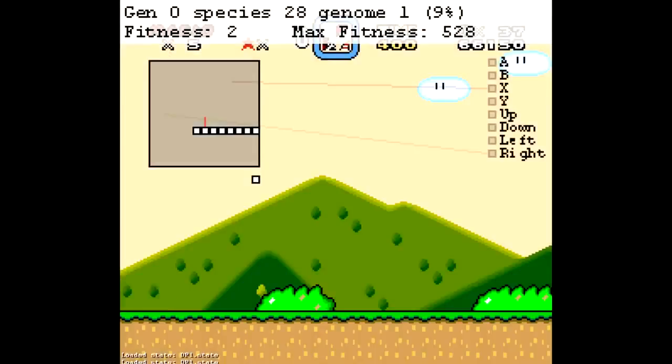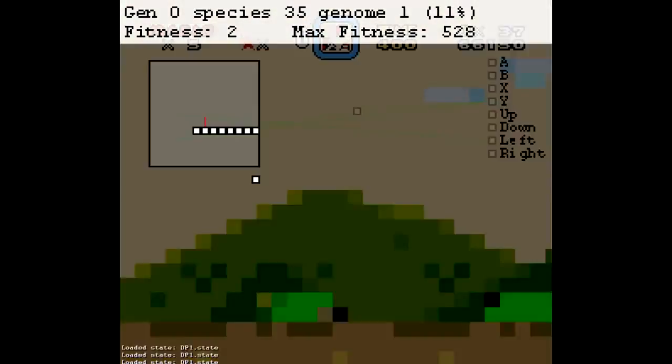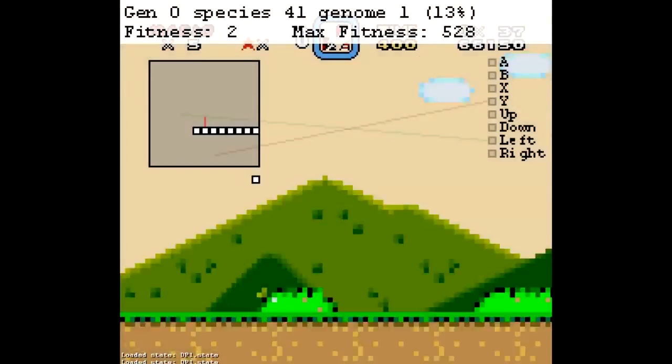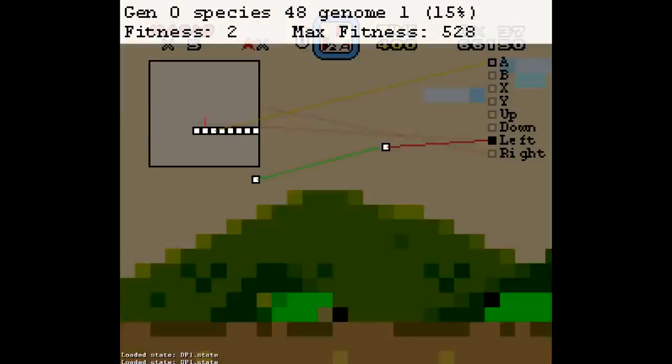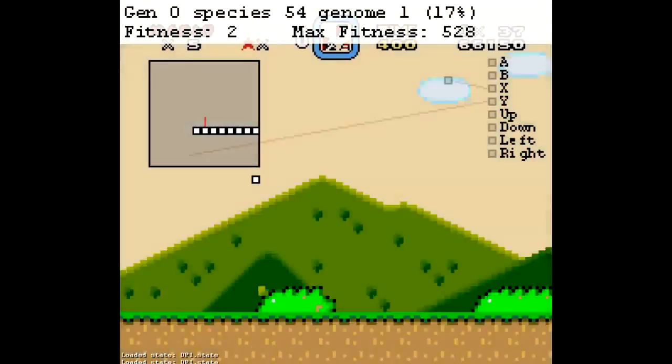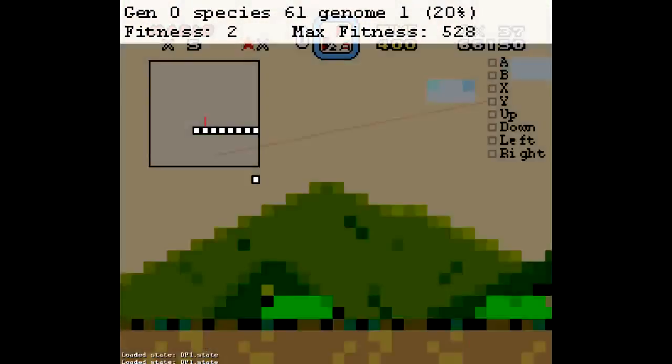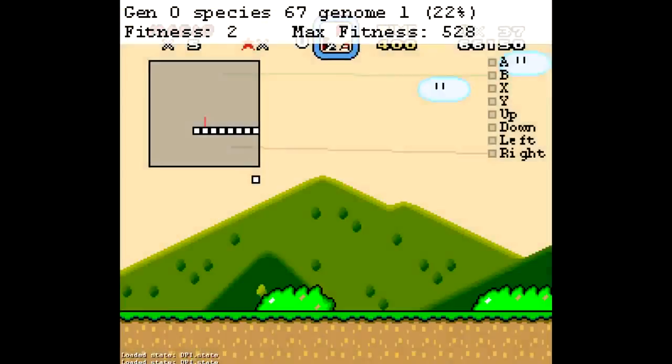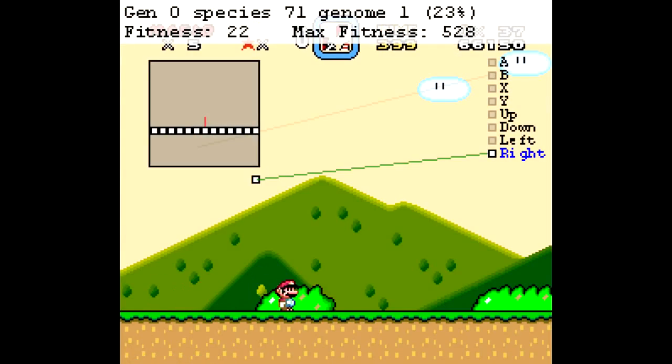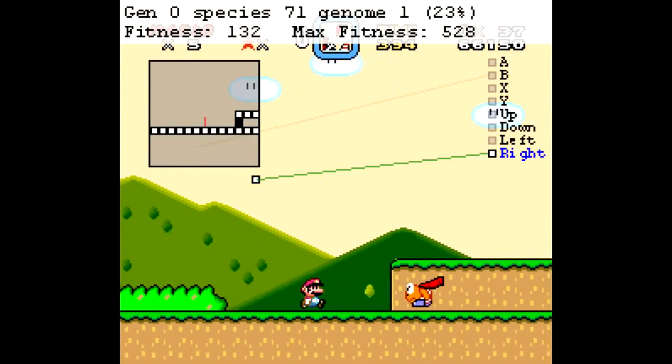What MarI looked like at the beginning of its training session, all the way back in generation number 0. The program is probably even dumber than you thought at this point. Often it just stands there and doesn't even press any buttons. If MarI stands still for too long, it'll cut off a simulation and try the next neural network, so it's mostly just jumping from one simulation to the next.